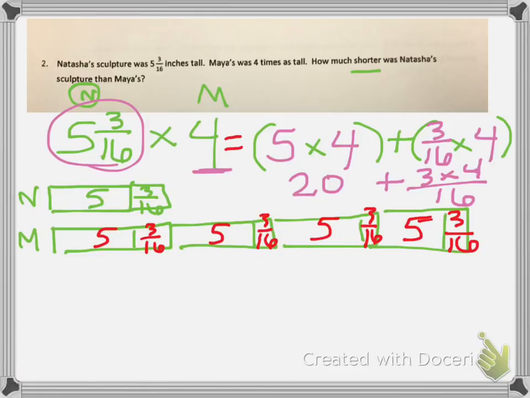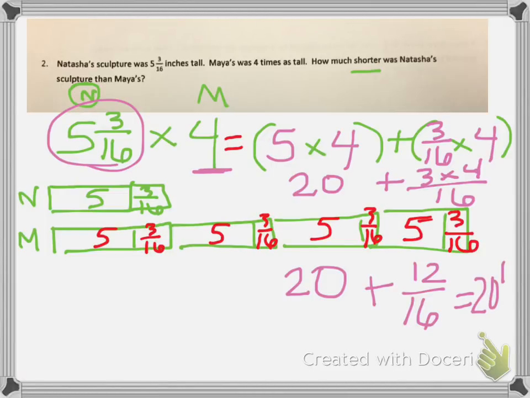Alrighty. So, we have 20 plus 12/16. Okay. We don't have any whole numbers to add together, so we have 20 and 12/16.